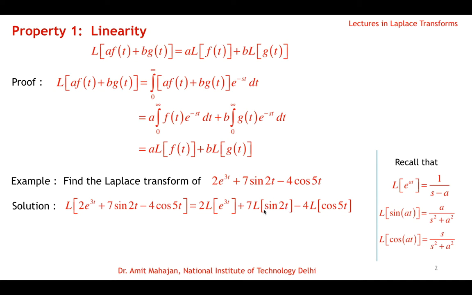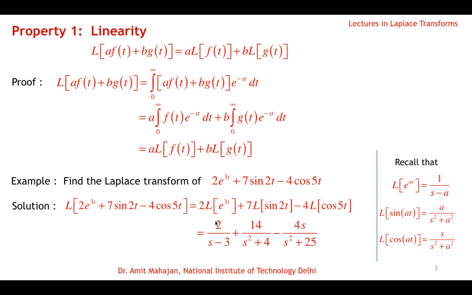Okay, so the Laplace of this whole function by linearity is 2 times Laplace of exponential plus 7 times Laplace of sine function minus 4 times Laplace of cosine function. And because Laplace of exponential is known, with the value 3, its Laplace will be 1 over s minus 3. Similarly, Laplace of sin 2t will be 2 over s square plus 4, and Laplace of cos 5t will be s over s square plus 25. Okay, so easily we can write the Laplace of each, and so Laplace of this function is given by this result.